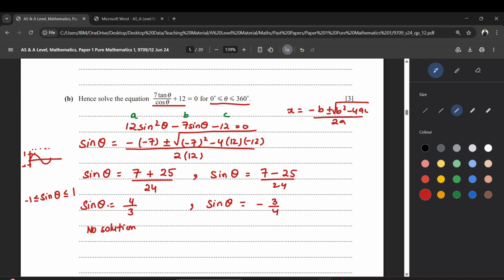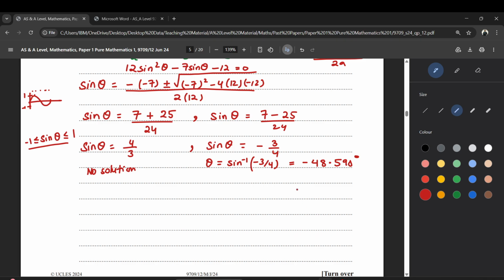Anyhow, this is something that you should know, not for this particular type of question, but there are some questions where you are required to use this result. So you should know this. Okay. All right. For this one, I'm going to take sine inverse of negative 3 upon 4. So let's work this out. So we would get minus 48.590 degrees.